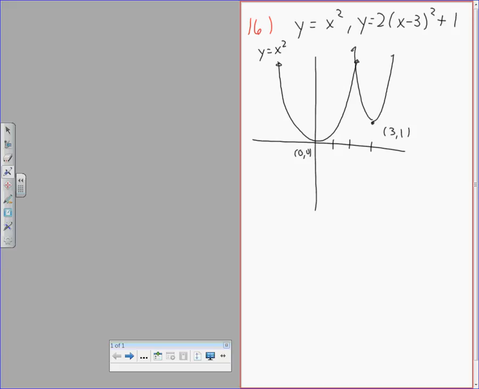Okay? So part B said what happens to x to the 4. Okay, so it's the same thing. In general, what we learned yesterday was x to the 4 is the narrower version of x squared. So it's going to be even more narrow, with the vertex still at 3, 1.